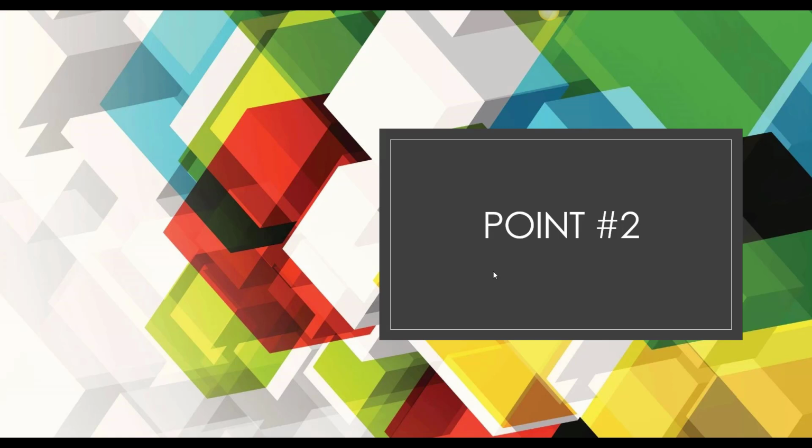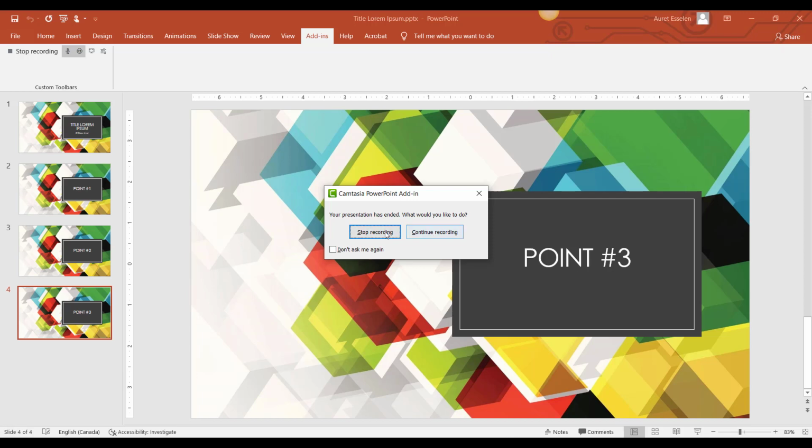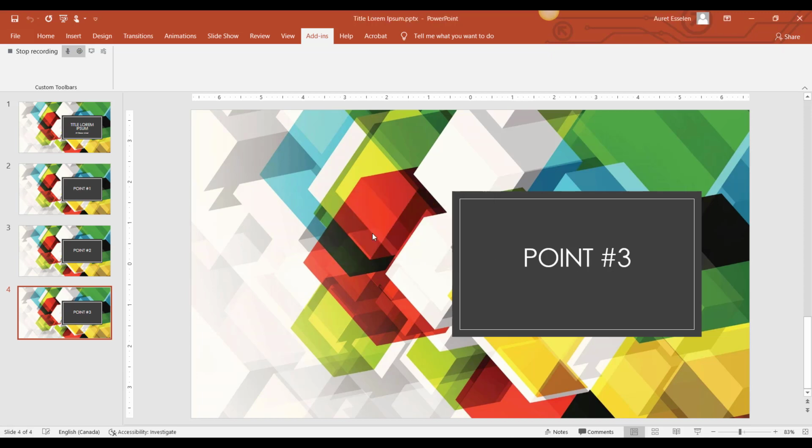And then once you're done, make sure you're looking at the webcam because it is actually recording. And then when you're done speaking about point number 2, go to the next one. And then when you're actually done your presentation, you're going to hit escape on the keyboard. And then it's going to ask you, what would you like to do? Stop recording or continue recording? I'm going to hit stop because I'm done the recording.